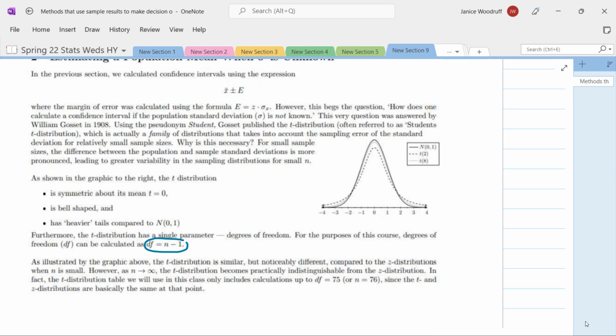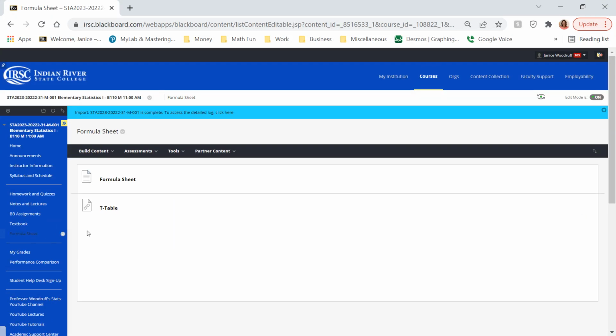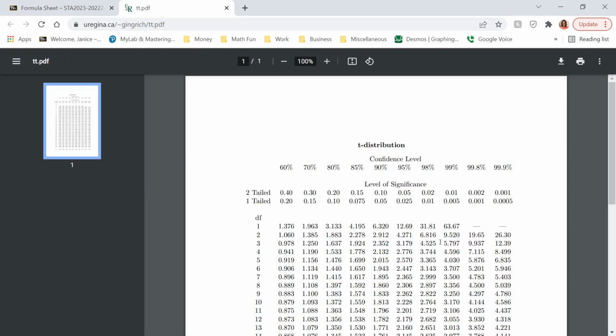Okay, let me show you the t chart. So I did put this in the course notes for you guys. You can also do it on your calculator. So I'm going to show you both, and I'll have this printed out for you. But if you go to the formula sheet, I put a link here to the t-table that I'm going to print out for you. Okay, so this is the t distribution.